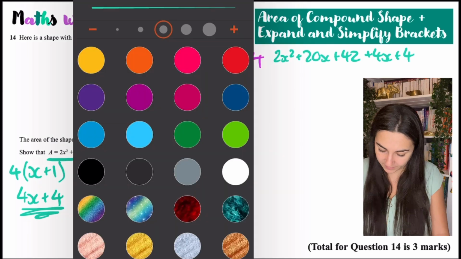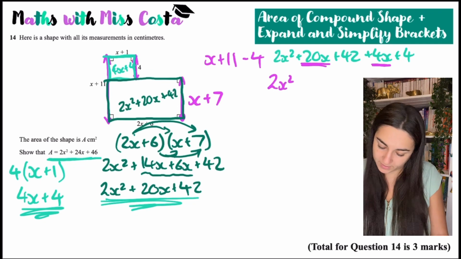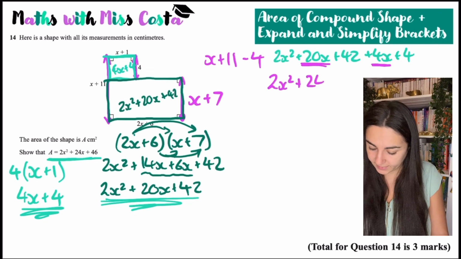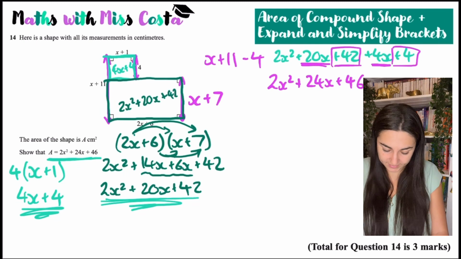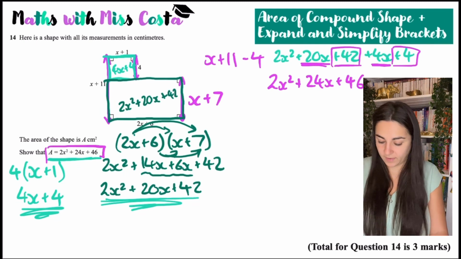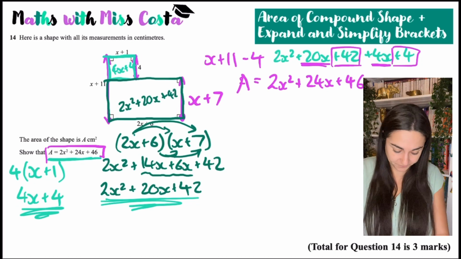Now let's combine the like terms. So you've got 20x plus 4x. So your final thing would be 2x squared plus 24x, and then 42 plus 4 is 46. And I believe that is your area. Yes, it is. So this is how you have shown that the area is 2x squared plus 24x plus 46.